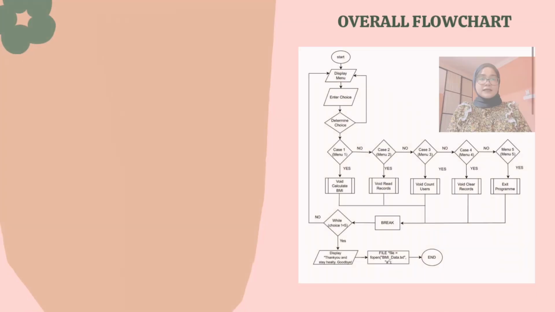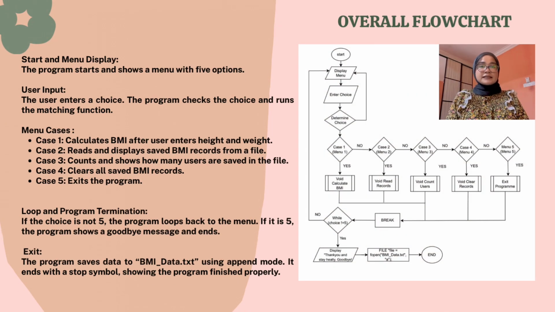My name is Hasha Zira binti Ahmad Nazri. My matrix number is B122410521. For the first part, it is the start and menu display. The program starts and shows a menu with 5 options.